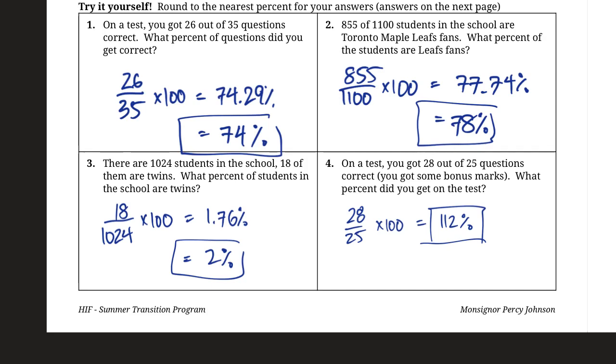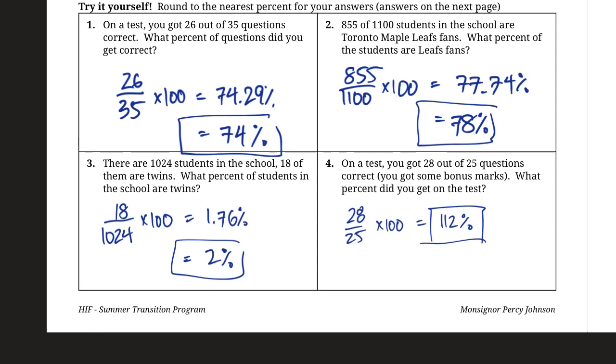The third one is a little bit trickier because you have to pay close attention. Remember, the part is the thing that there's a part of, and then the total is how many there are in total. So it should be 18 over 1024. It's easy to mess that up and switch it around, but the 18 goes on the top. And when you do this, you get 1.76%, which is close to 2%. So not very many of the students in the school are twins, but there are quite a few of them.